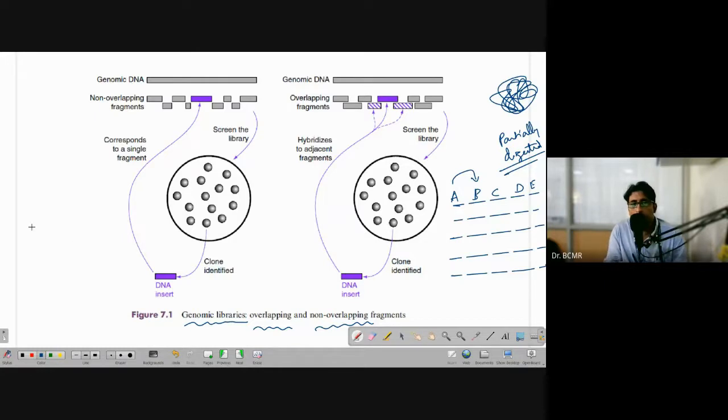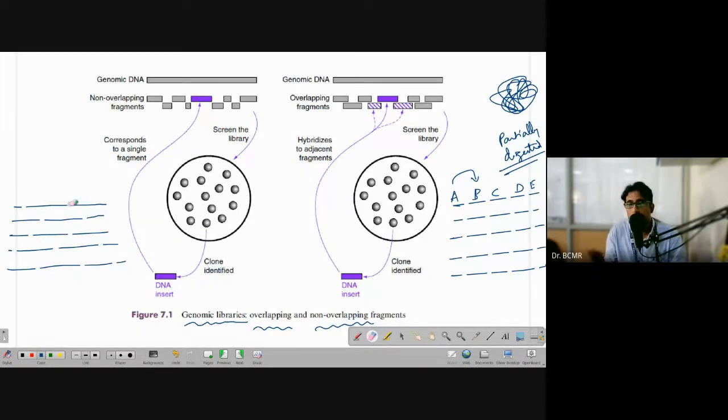Instead, if we make partial digestions, then we will get overlapping fragments, like this. And then there is a way to figure out which gene is present beside which gene. Because when we make a partial digestion, say genes A, B, C, D, and E.